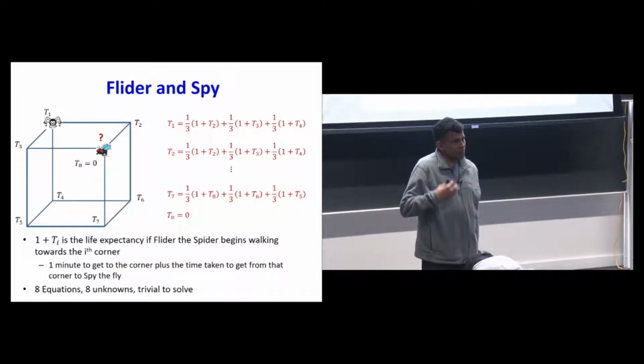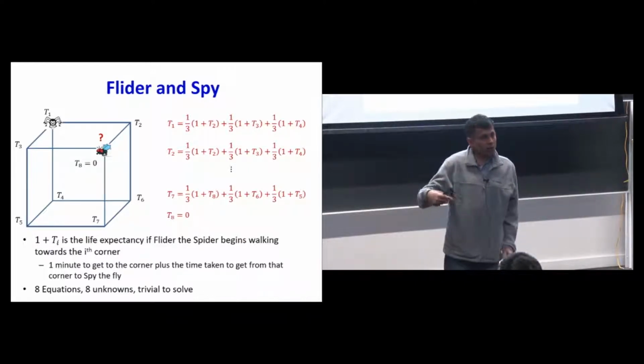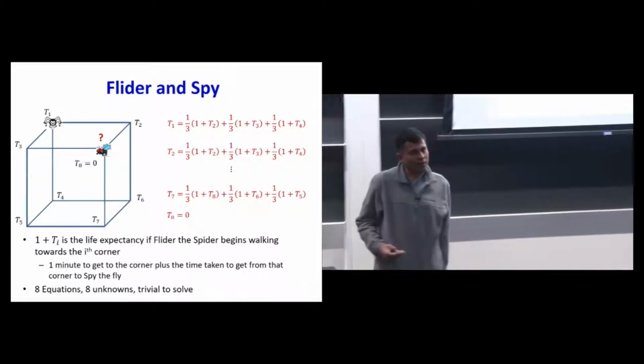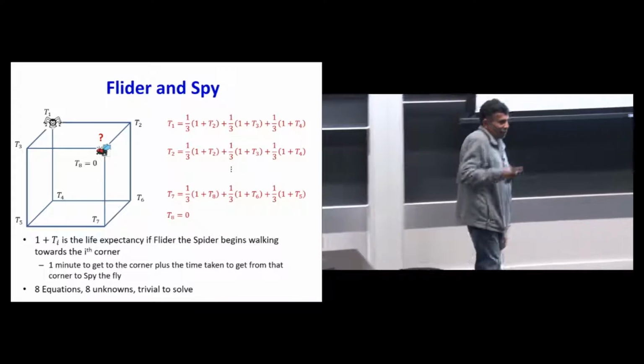So a Markov process is one where the future doesn't depend on the past. It only depends on where you are. It's a perfect metaphor for life. It doesn't matter how you got here. It only matters where you are. Right? That's a Markov process.